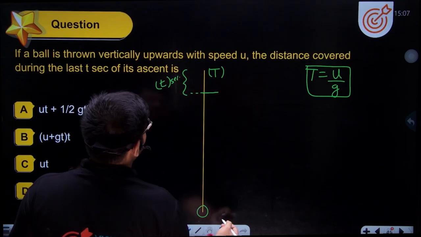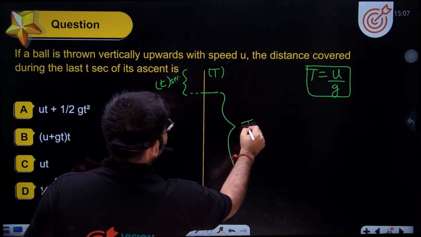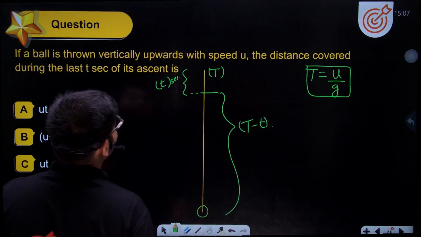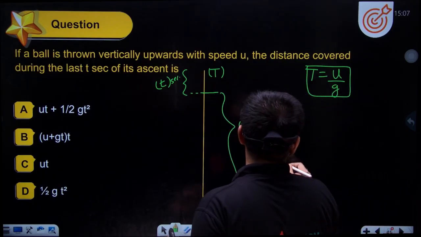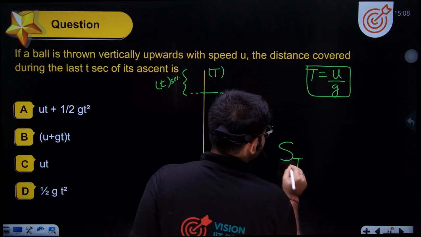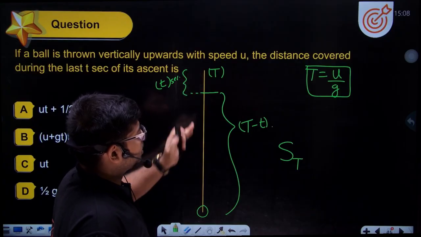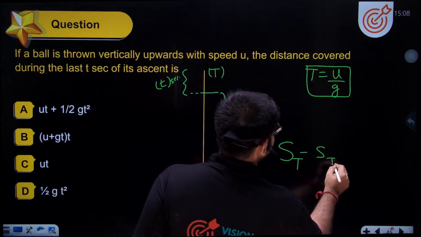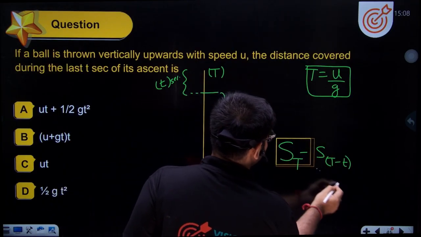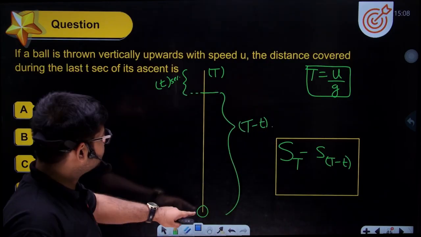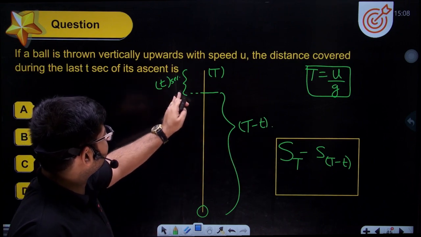This is the total time of ascent. So how much will be this time? Capital T minus small t. So for the distance covered, I just need to find St, which is the distance covered during the total time t, minus S(T minus t). Can I not say this? Yes, because this is the distance covered for total time T, and this is the distance covered in time T minus t.